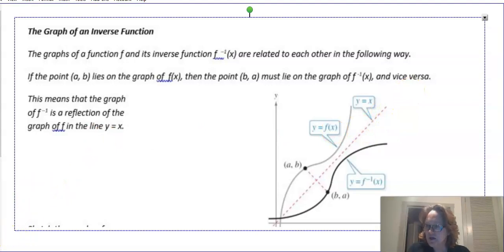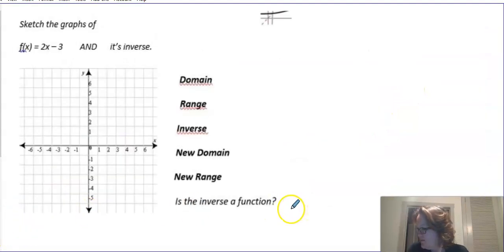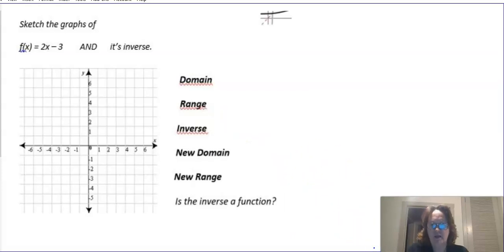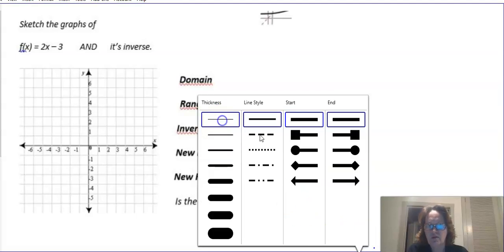Okay, so let's look at the bottom of this page. This is page 11. So this says sketch the graphs of f of x equals 2x minus 3 and its inverse. Okay, so here's what I'm going to do. I'm going to create an XY table, and I'm going to use two different colors. I'm going to use red for the original one, and then green for the inverse.